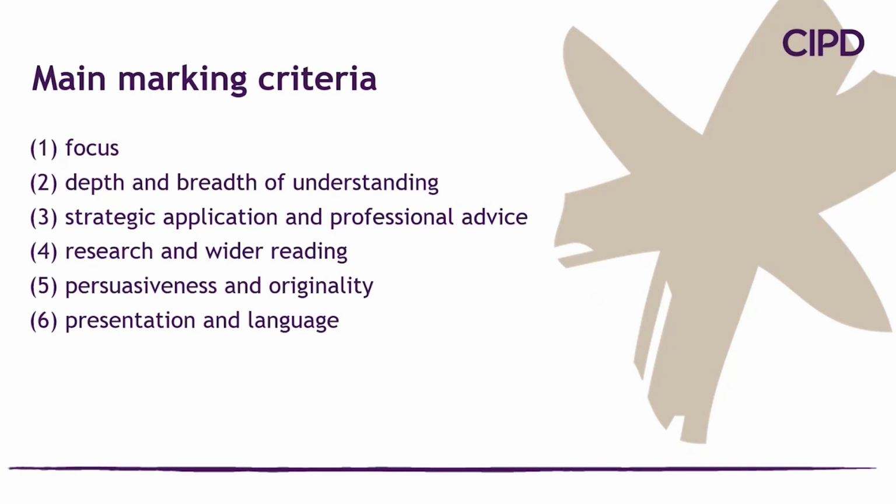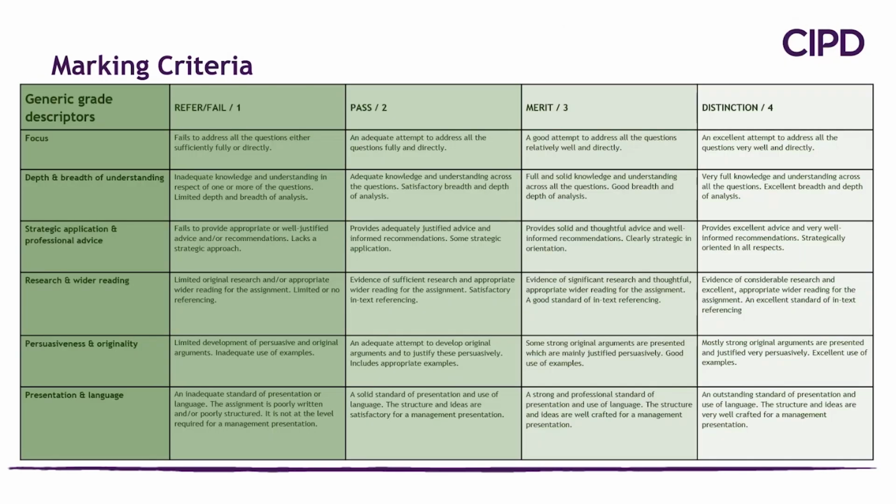To expand on those, if you refer to the generic grade descriptors, which are in the grid that comes with the assessment brief. If we have a look at this particular grid, this comes with all the assessment briefs. On the left hand side, you've got the generic grade descriptors, and they are the criteria, such as your depth and breadth of understanding, and those are then expanded on in the other columns to give you some indication of what you need to be doing to achieve the various grades, so pass, merit or distinction.